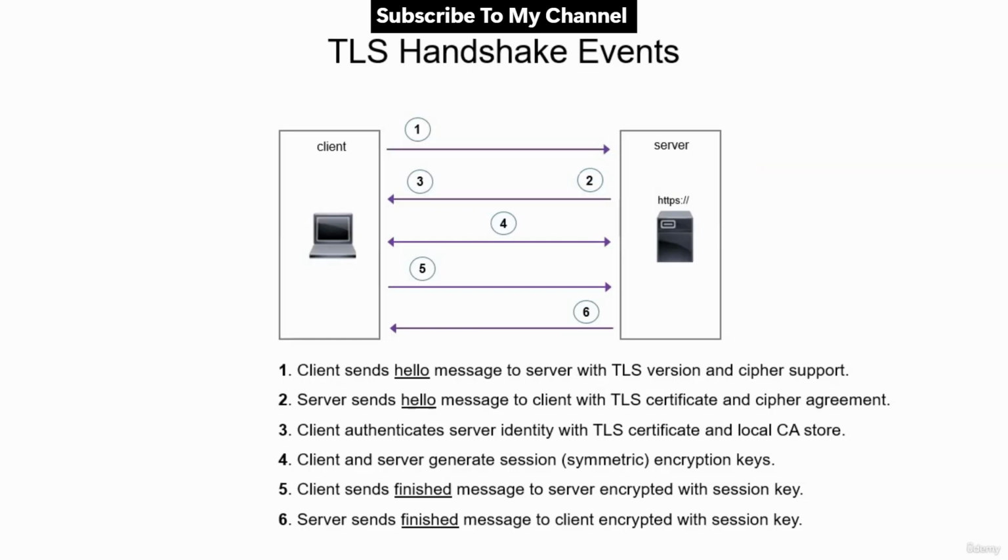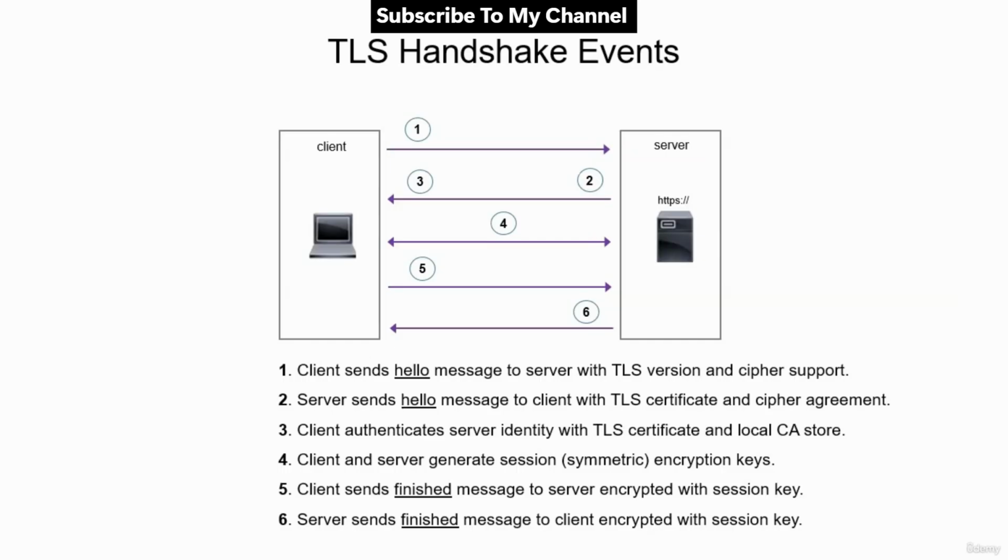Here I've got a TLS handshake, and this is more a general handshake of the kind of things that happen. The order in which this happens changes a little bit based on the TLS version. But basically, it starts from the client, and the client sends a hello message to the server with the TLS version it's using and the cipher support. Cipher meaning the encryption algorithms that it supports, like AES, for example. And the server will then send a hello message with a TLS certificate and a cipher agreement, saying it agrees on what cipher it will use with the client, something that they both support. They have to both support and agree on a cipher protocol.